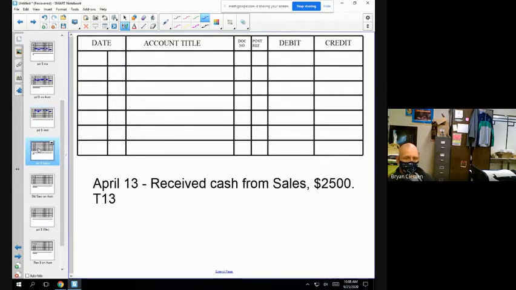Aiden, will you read that one, please? April 13th, received cash from sales, $2,500. D13. Okay, and then what does D13 mean? Anybody can answer this. The date, so it stands for calculator date. So whenever you have a calculator date, it's from April 13th. So yeah, it's just the date. So which is the debit, which is the credit for that? Cash is debit, sales is credit.